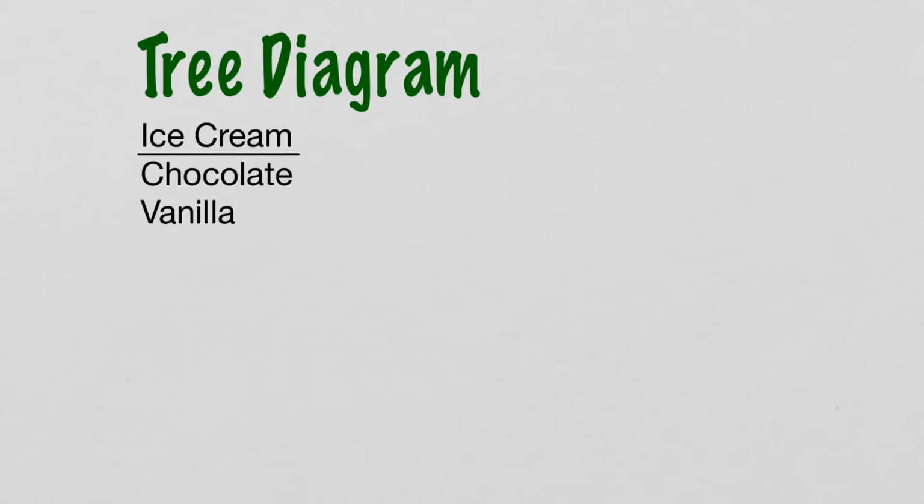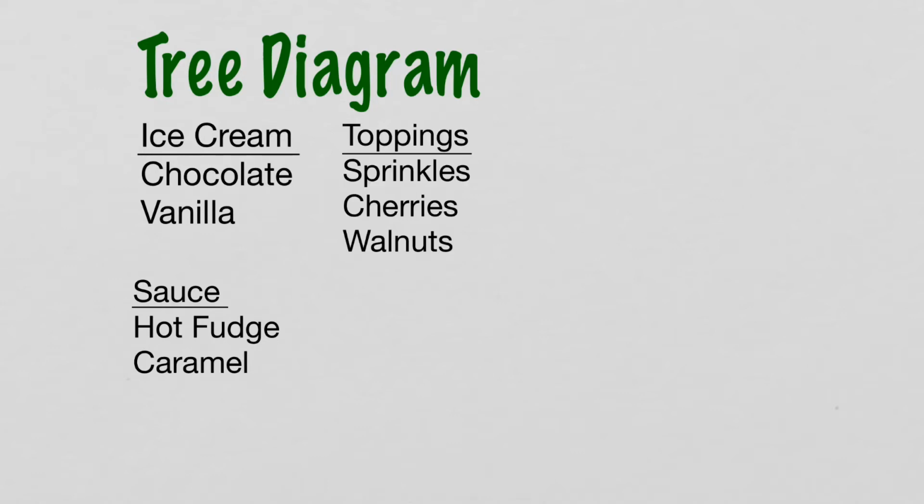Okay? So we're going to talk about choosing ice cream. Let's say you're at a party. You can choose either chocolate ice cream or vanilla ice cream. But after you choose your ice cream, you need to choose a sauce. So you need to choose either hot fudge or caramel to go on your ice cream. And then after that, you need to choose a topping. So you need to choose either sprinkles, cherries, or walnuts.